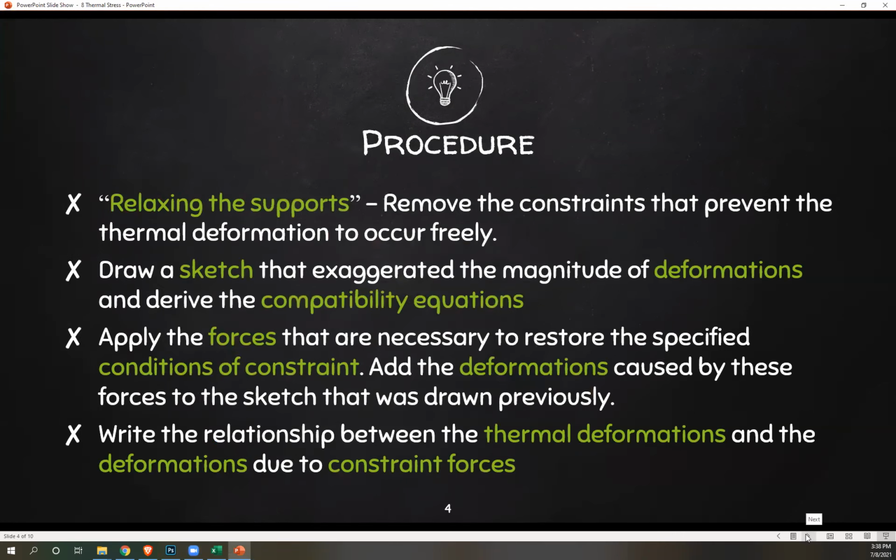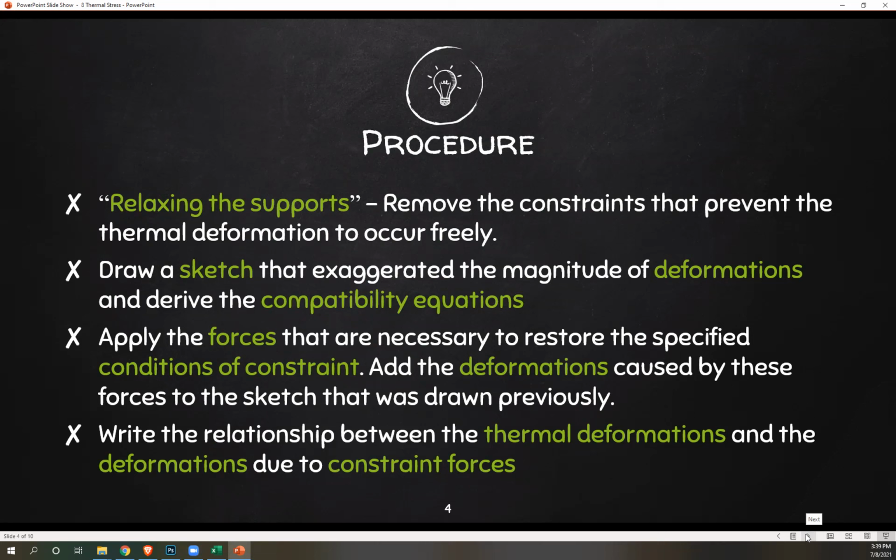Now, this is the procedure in solving for thermal stress and strain. First step is relaxing the supports. So remove the constraints that prevent the thermal deformation to occur freely. Next step is draw a sketch that exaggerated the magnitude of deformations and derive compatibility equations. Next, apply the forces that are necessary to restore the specified conditions of constraint. Add the deformations caused by these forces to the sketch that was drawn previously. And then write the relationship between the thermal deformation and deformation due to constraint forces.